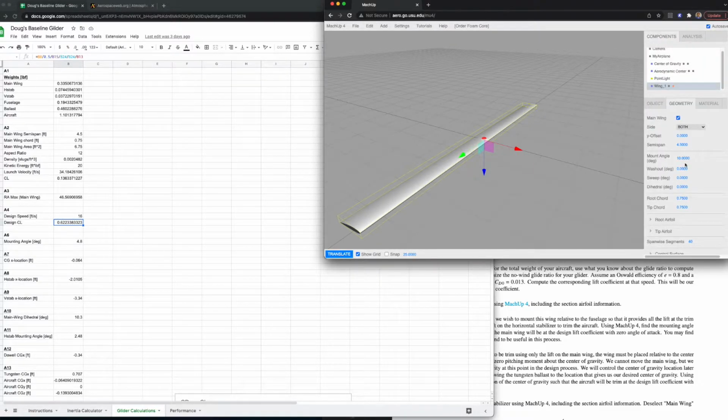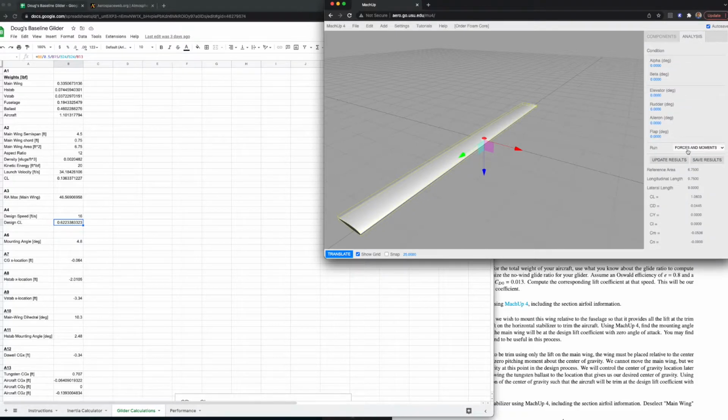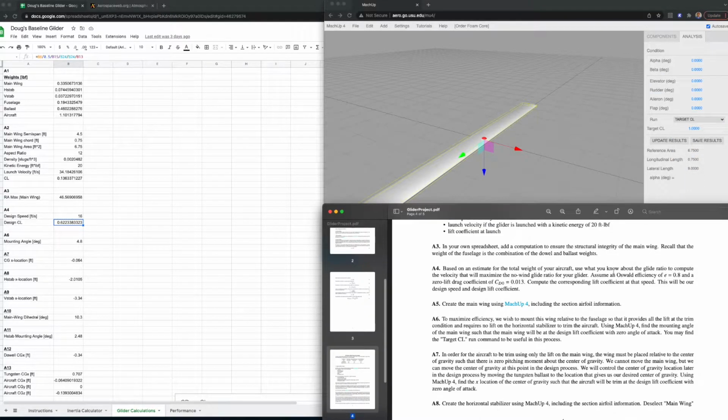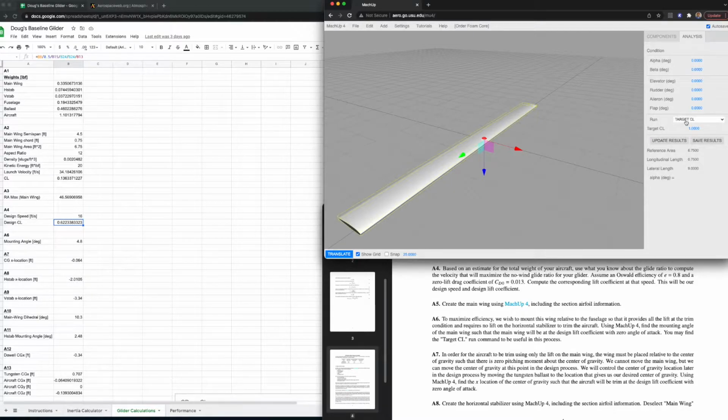Another way to do that, though, is I'm going to set this mounting angle to 0. And on the analysis tab, I'm going to instead run something called target CL. And that's where it says down here in these instructions, you may find that the target CL run command will be useful. So what's going to happen is I've set this at a 0 degree mounting angle, and by running target CL, mockup is going to basically increase the angle of attack of the entire aircraft until it hits a lift coefficient of my choice. And in this case, we want to be at 0.622.